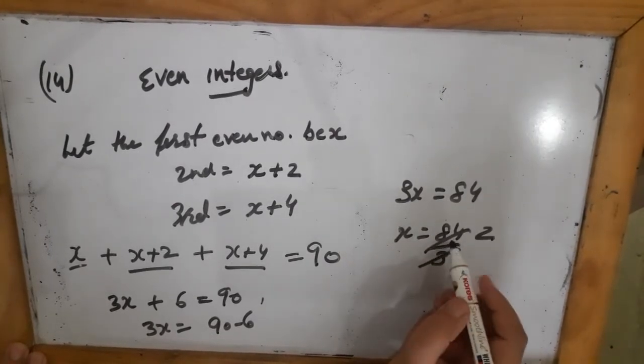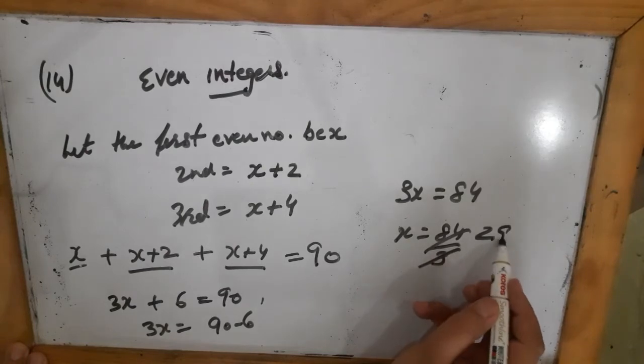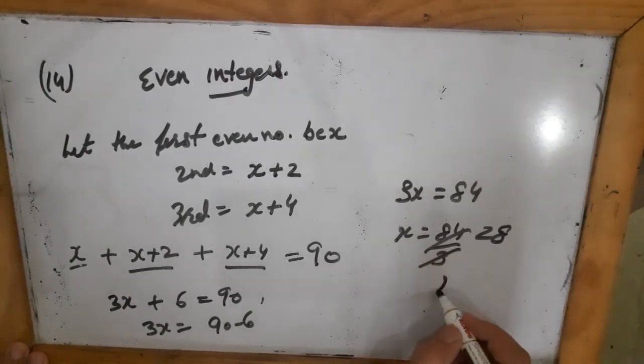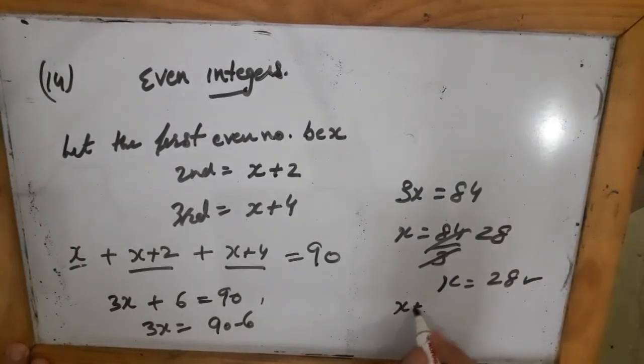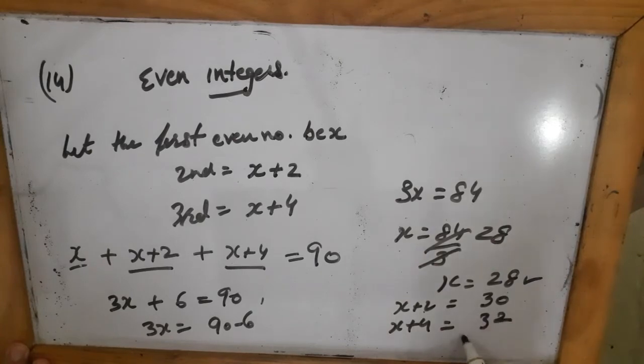3 2s are 6, 3 8s are 24. So x is 28. So my first integer is 28. The next integer will be 28 plus 2, 30, and next will be 28 plus 4, which is 32. So as you can see, all these are even numbers and these are consecutive.